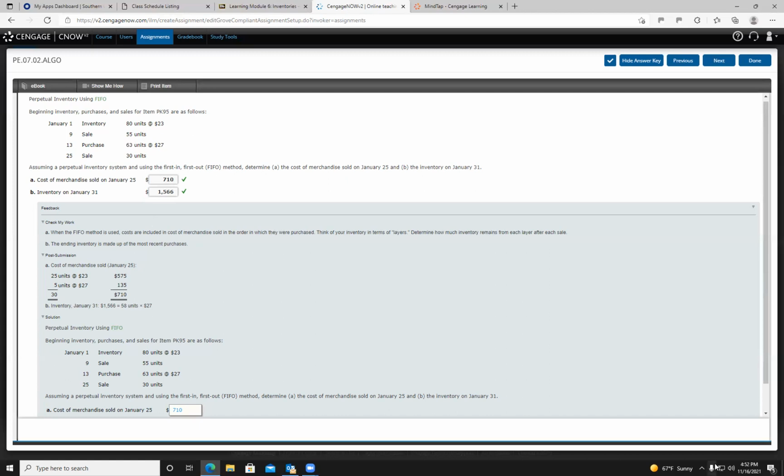So you can look at it a couple of different ways. Okay, so let's look at total units available. So we had 80 units at the beginning of the month, and we purchased 63 more units. So we had a total of 143 units available for sale.